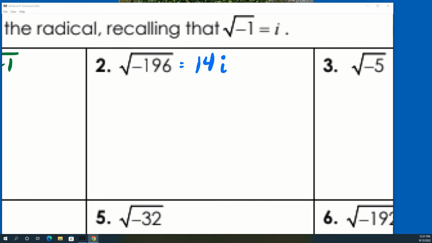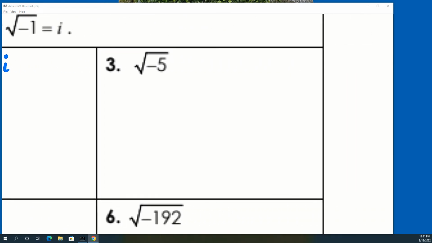Right. And same thing on the next one. So I see that it's the square root of a negative. So I'm just going to pull out an i and make it the square root of a positive.